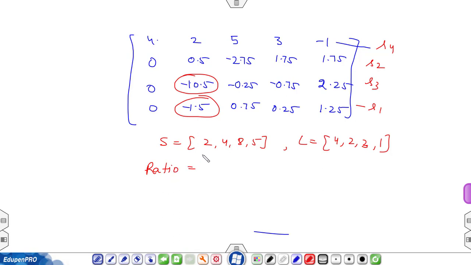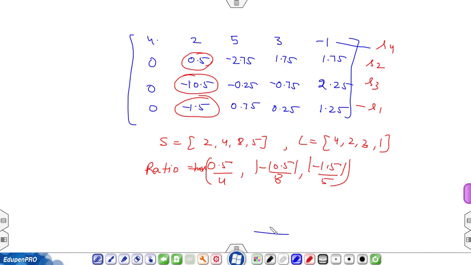What ratio? That means we have to make 0 at these two positions, but we have to take which is your pivotal row. For that we are finding the ratio. So what we do, we will find 0.5 upon S2. What is S2? That is 4. Minus 10.5 upon S3, that is 8, and then minus 1.5 upon S4, that is your 5. Okay, we will take mod values and we will find the maximum of all these values.